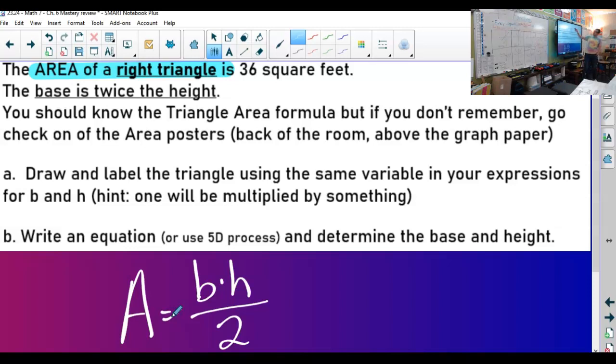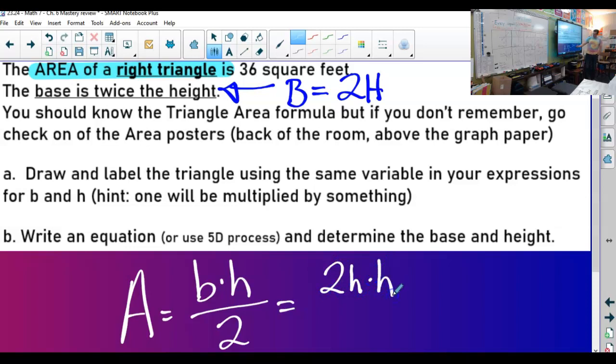The base is twice the height. How do I write the base is... how do I write twice the height? 2h. So where I have base down here, I can rewrite that as 2h times h divided by 2. Because now I can honestly just kind of guess h's. What am I trying to make my area become? But I made it a small number, so there's not a whole lot of range in what you're guessing.